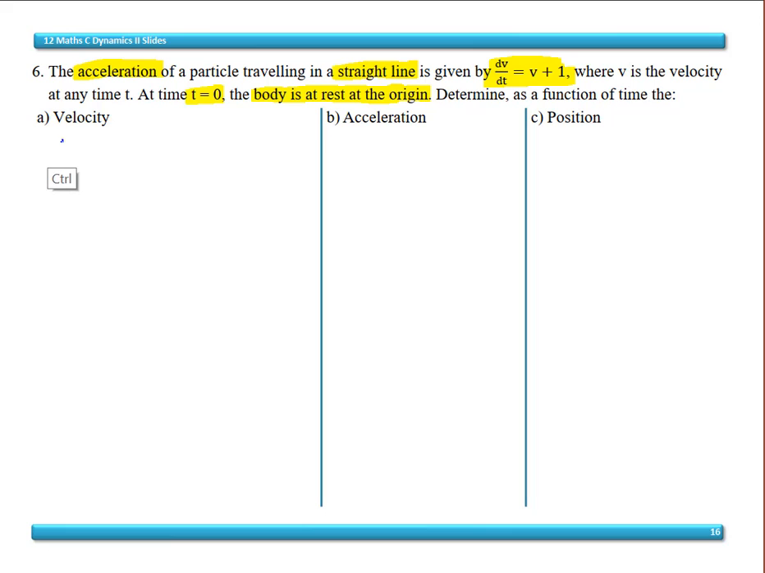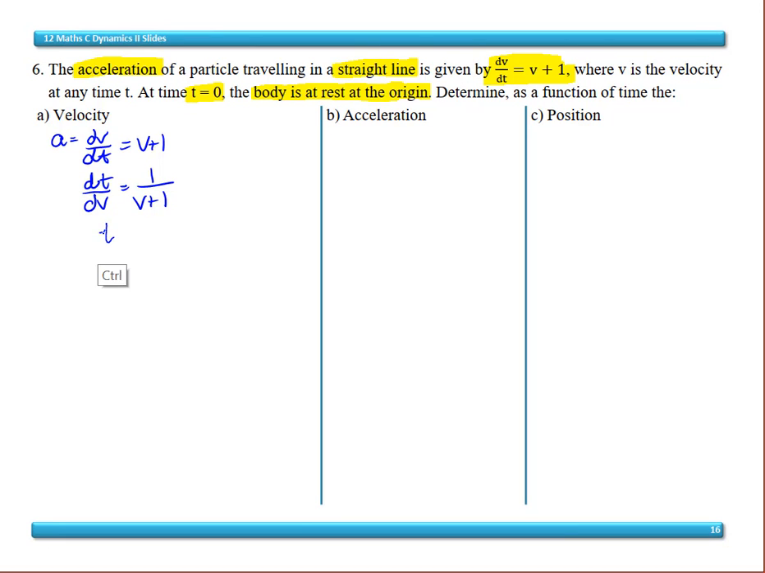So our acceleration, which is equal to dv/dt, is equal to v + 1. So that means, because our v is on the right and I've got t on the bottom, I need to invert. So dt/dv is going to be 1 over v + 1. So to get t, I need to integrate. So t is going to be the integral of 1 over v + 1 dv, which is going to be our natural log of v + 1 plus c.